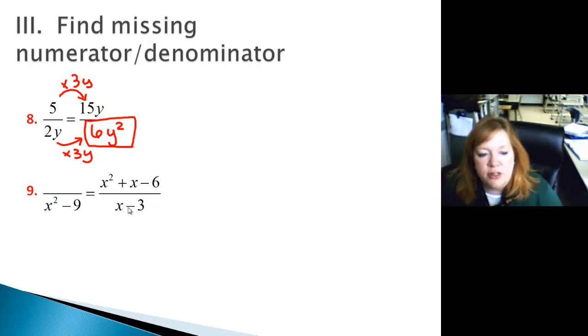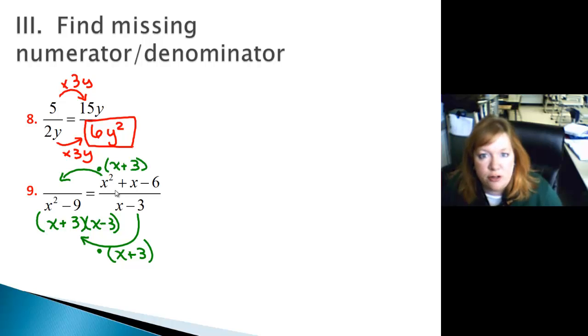This next one's a little bit different. It's got x squared minus 9, and you've got an x minus 3 here. You have to look at this simpler one. How would it get from here to x squared minus 9? I factor x squared minus 9 as x plus 3 times x minus 3. So what this means is I multiplied this x minus 3 times x plus 3. So that means I have to do the exact same thing to my numerator. So I'm going to multiply that times x plus 3.